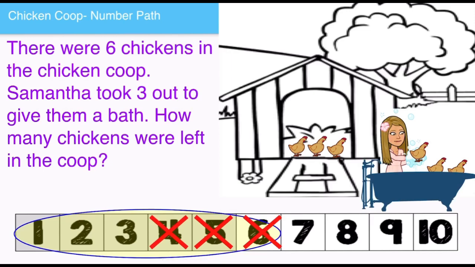So now, friends, the next step is going to be for you to count how many counters you have left. I want you to take a second and count those counters. You should have counted 3 counters. If you counted 3 counters, friends, I want you to give yourself a nice pat on the back again. You did it. You're doing so great. There were 3 chickens left in that coop. And if we look at my number path, we also can see that I have 3 numbers left.